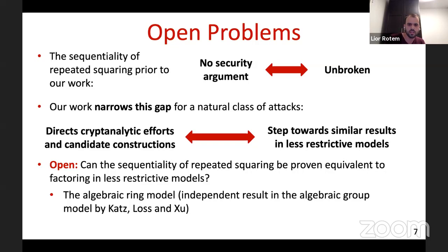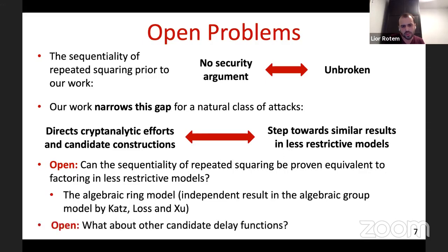And the natural candidate is the algebraic ring model, which is a natural extension of the algebraic group model recently proposed by Fuchsbauer, Kiltz, and Loss. And the other open question is, what about other candidate delay functions, such as repeated squaring in class groups, isogeny-based constructions, or the recently proposed VDF in prime fields? Okay, so that's all, and I'll take questions.